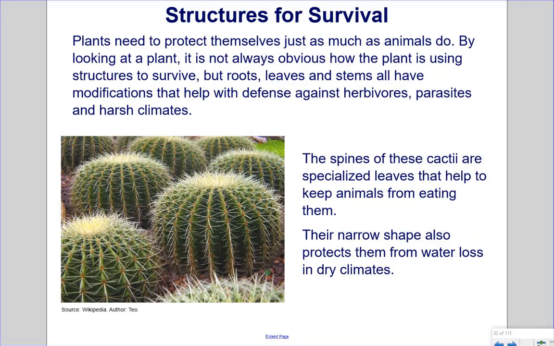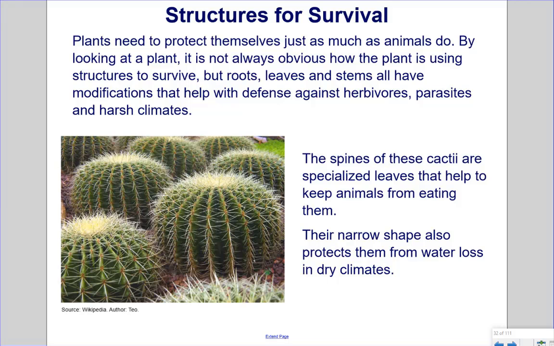Structures for survival. Plants need to protect themselves just as much as animals do. By looking at a plant, it is not always obvious how the plant is using structures to survive, but roots, leaves, and stems all have modifications that help with defense against herbivores, parasites, and harsh climates.